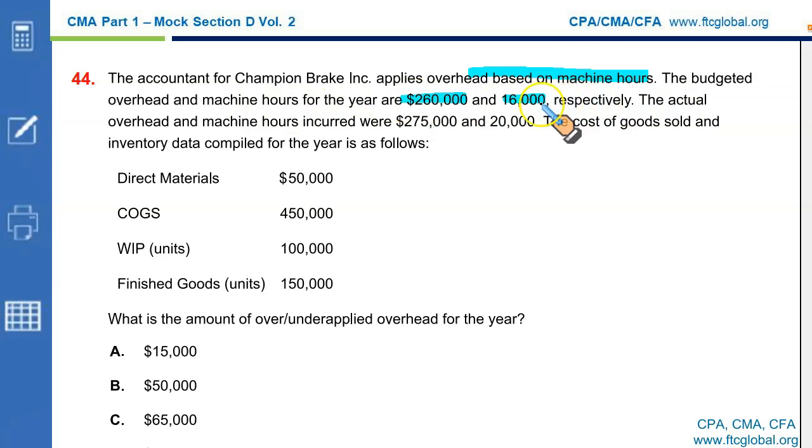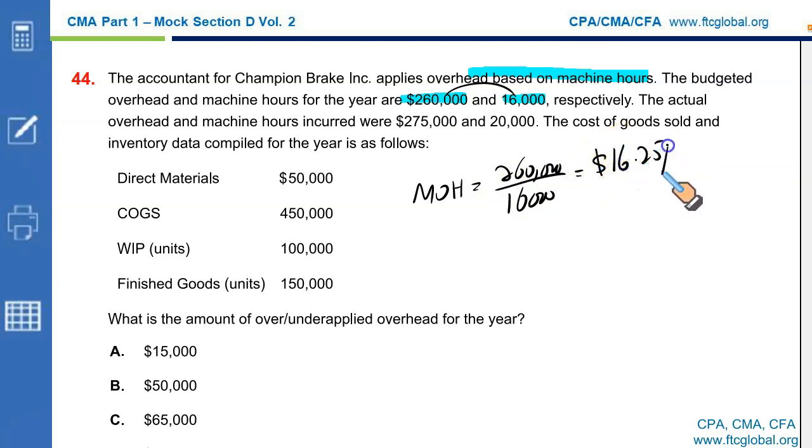We can use this information to establish our rate. The manufacturing overhead rate based upon machine hours is 260,000 estimated overhead and 16,000 estimated activity base. It'll be 16.25 per machine hour. That's the application rate. The actual overheads and machine hours incurred were this, and these were the hours worked.